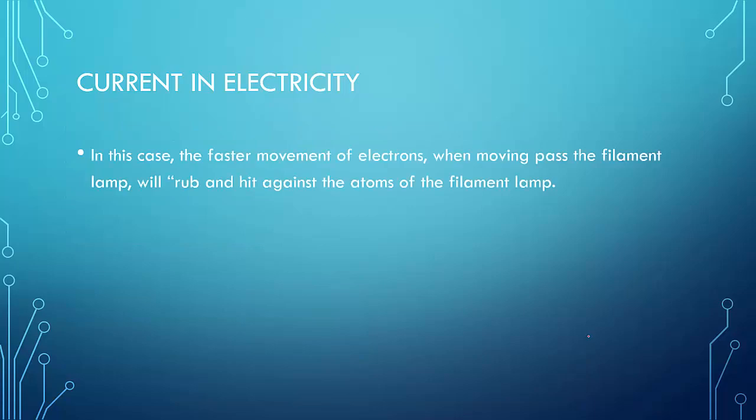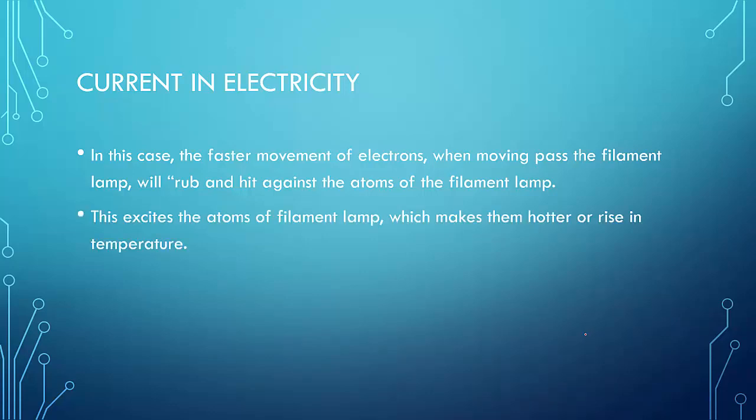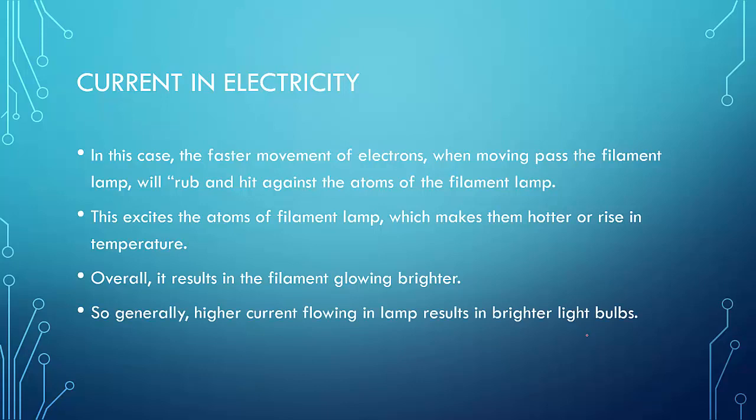In this case, the faster movement of electrons, when moved past the filament lamp, will rub and hit against the atoms of the filament lamp. This excites the atoms of the filament lamp, which makes them hotter or rise in temperature. And overall, this results in the filament lamp glowing brighter. So generally, a higher current flowing in a lamp results in brighter light bulbs.